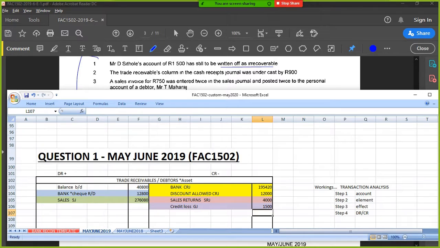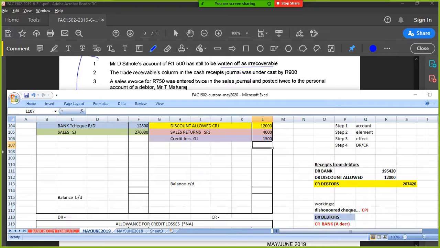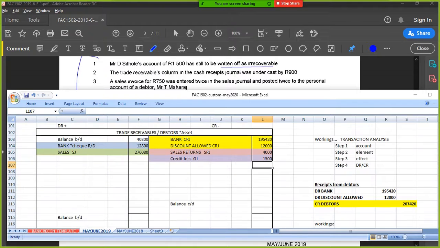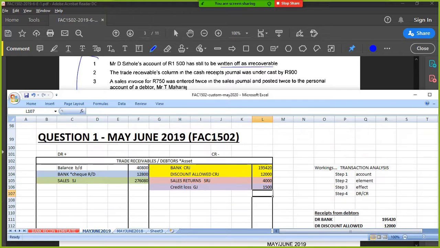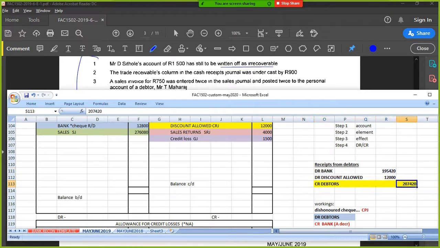Okay, number 2. The trade receivables column in the cash receipts journal was undercast by 900. Undercast means? It's too little. Too low. Good. So you need to add to it. Okay, so what am I going to do? I'm going to add to it. They said it was undercast. The trade receivables column. Where's my trade receivables column? Here. Okay, I'm going to add to it.